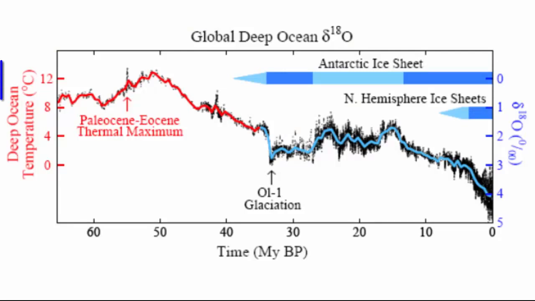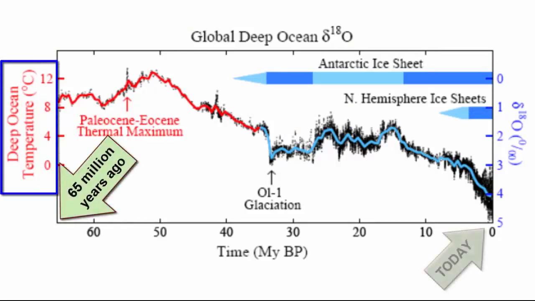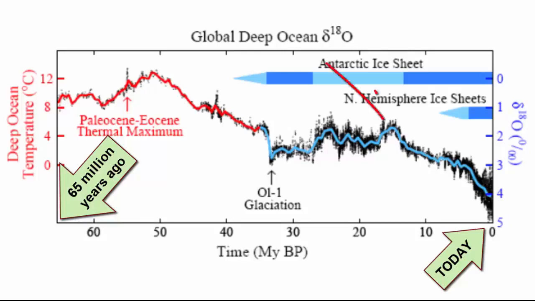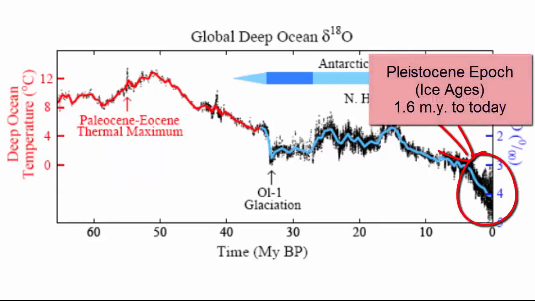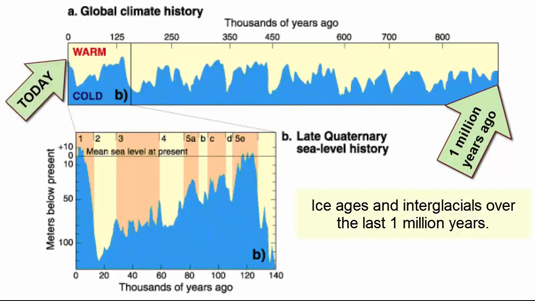This graph shows the temperature over the past 65 million years since the time the dinosaurs went extinct. Notice how this temperature has been mostly many degrees Celsius higher than it is today. The cooling period that began about 15 million years ago brought temperatures cold enough to produce glacial ice and a period of intermittent ice ages called the Pleistocene epoch, which has lasted for the past 1.6 million years of Earth's history. This image shows how ice ages have progressed over the past million years.